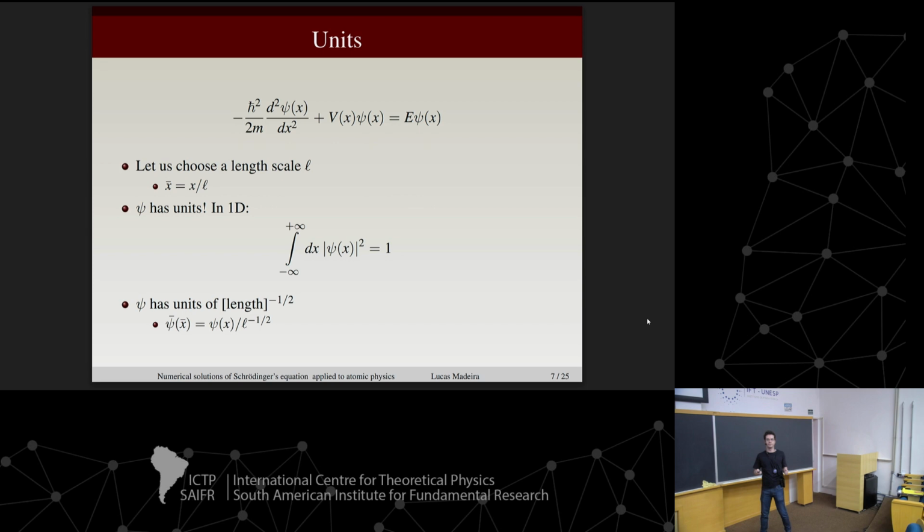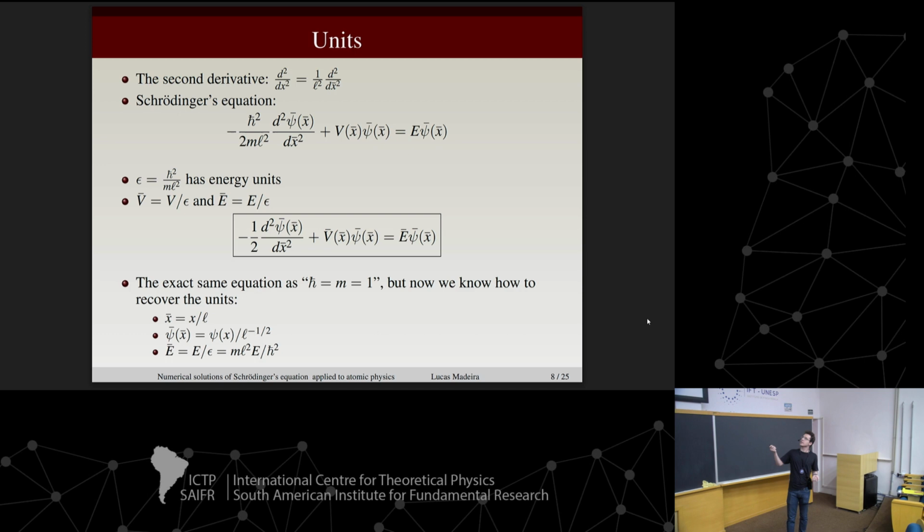All right. So if I do this with my position, this has an implication on the second derivative that appears in Schrödinger's equation. I get L squared here, okay? So if I plug that into my Schrödinger's equation, I get this prefactor that's h bar squared divided by m L squared. And if you look at this, this has energy units. It must have, right? Because the potential has units of energy, E has units of energy, so this thing here must have energy units, okay?